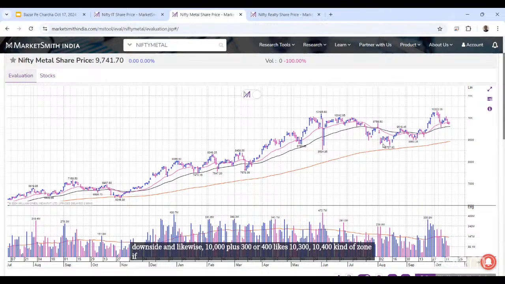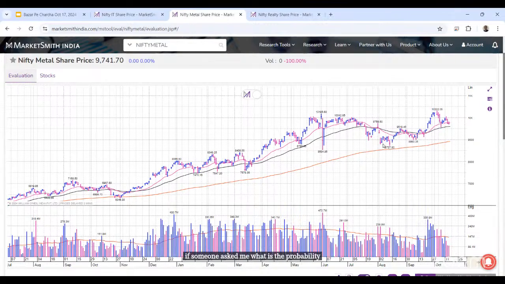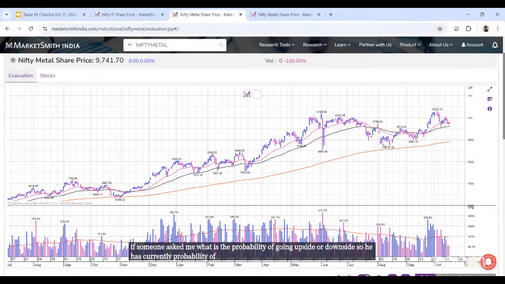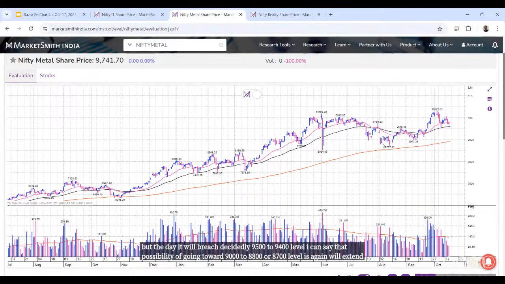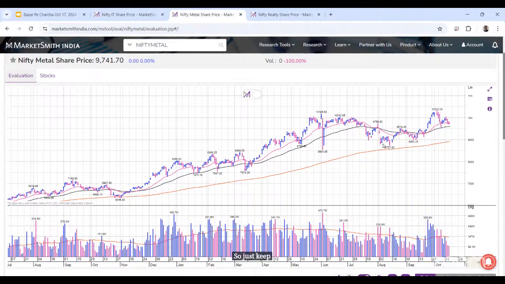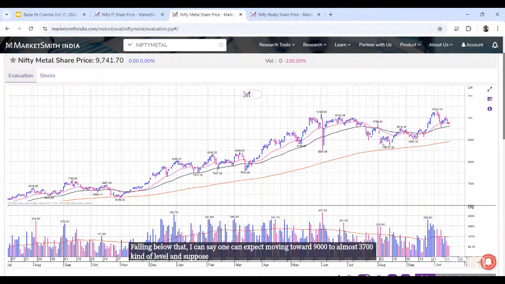If someone asks me the probability of going upside or downside, currently the probability of going downside is a little bit higher compared to going upside, but still it is holding the 9,500, 9,400 level. So unless and until it is holding 9,400, 9,500, there is a hope of reversal from the current level toward 10,000 again. But the day it breaches 9,500 to 9,400 decisively, the possibility of going toward 9,000 to 8,800 or 8,700 will increase further. So just keep watching 9,500 to 9,400 as immediate support. Falling below that, one can expect a move toward 9,000 to almost 8,700. And if it keeps holding above 9,500, then one can expect buying back toward the 10,000 kind of zone.